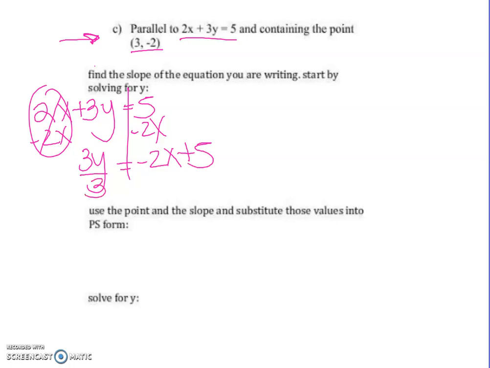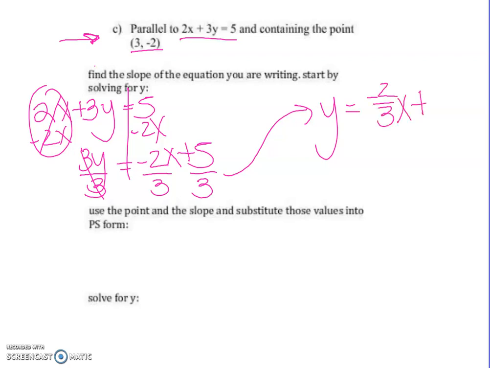Divide everything by 3. And you have a 1 pair here. You're left with y equals negative 2 over 3x plus 5 over 3. But the relevant piece of information that we're looking for is this. So our slope is negative 2 over 3. We now have a point and we have a slope. And if we have a point and a slope, we're going to use point slope.